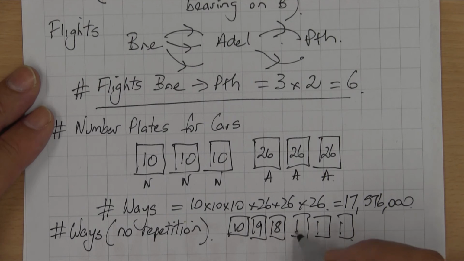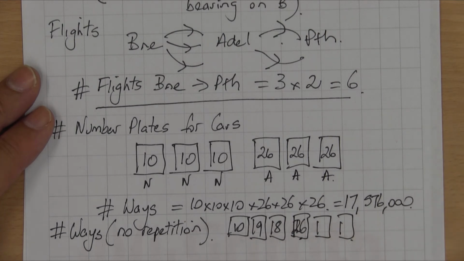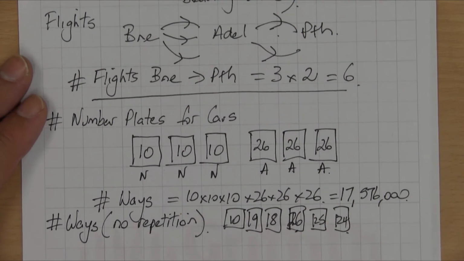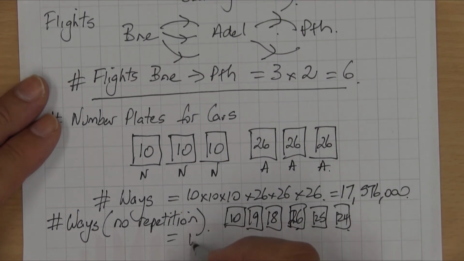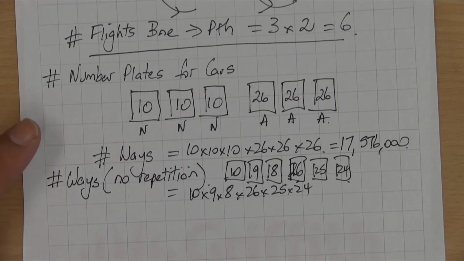Now here's the start of my letters from the alphabet. We haven't used any letters over here, so we can have 26 there. We can't have repetition of letters, so I've used 1 letter there, 25, and then 24. So the total number of ways is 10 times 9 times 8, and then times 26 times 25 times 24. So that's the number of ways with no repetition.